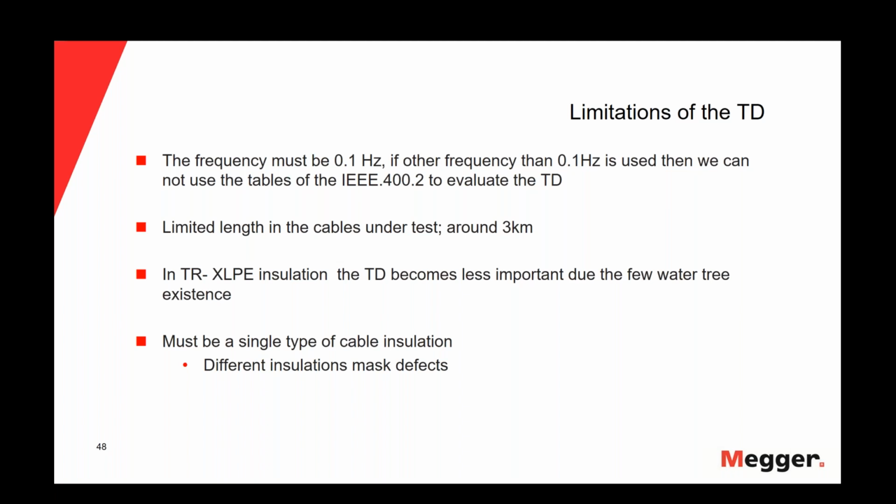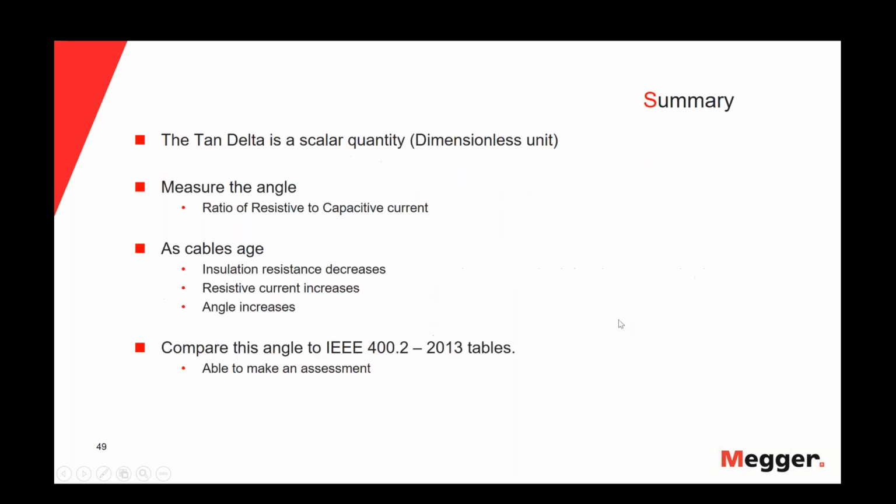And in tree retardant XLPE insulations, the Tan Delta becomes less important due to the few water trees existing in this kind of insulation. And of course, it must be a single type of cable insulation. If we have a mixed cable, for instance, a paper insulated cable mixed with an XLPE insulation, well, the different insulation will mask the defects that we can have. So there are some of the limitations of the Tan Delta.